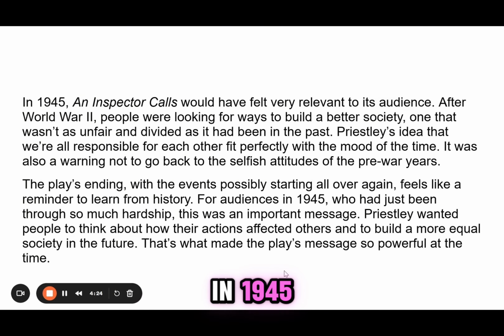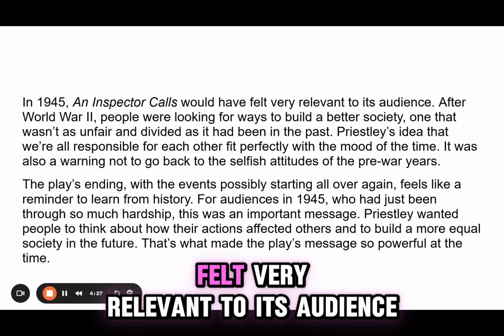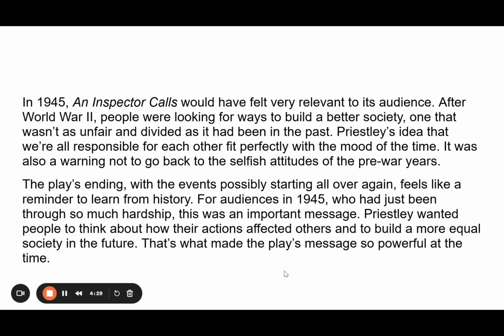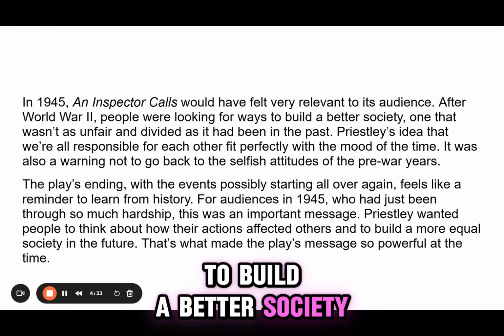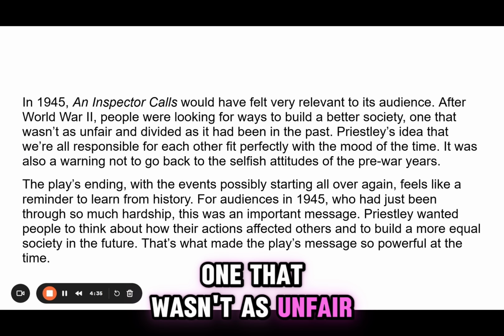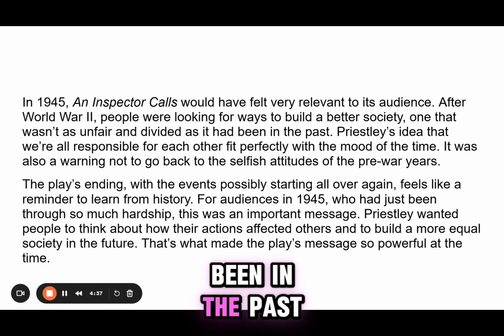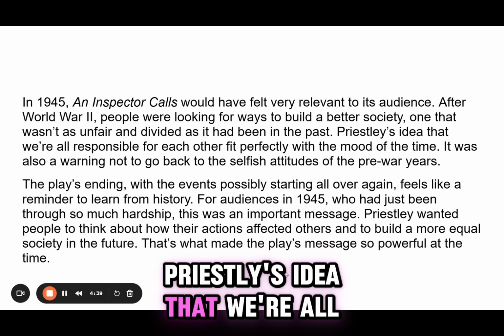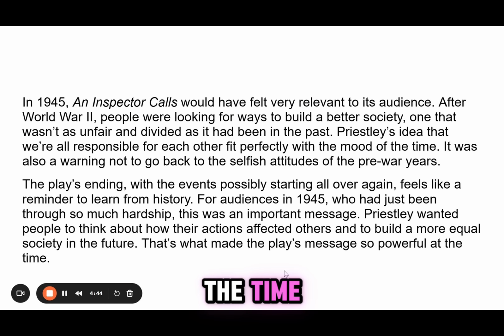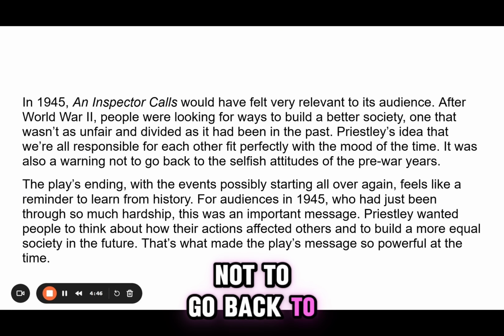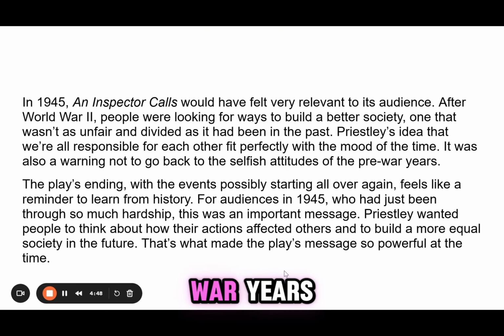In 1945, An Inspector Calls would have felt very relevant to its audience. After World War II, people were looking for ways to build a better society, one that wasn't as unfair and divided as it had been in the past. Priestley's idea that we're all responsible for each other fit perfectly with the mood of the time. It was also a warning not to go back to the selfish attitudes of the pre-war years.